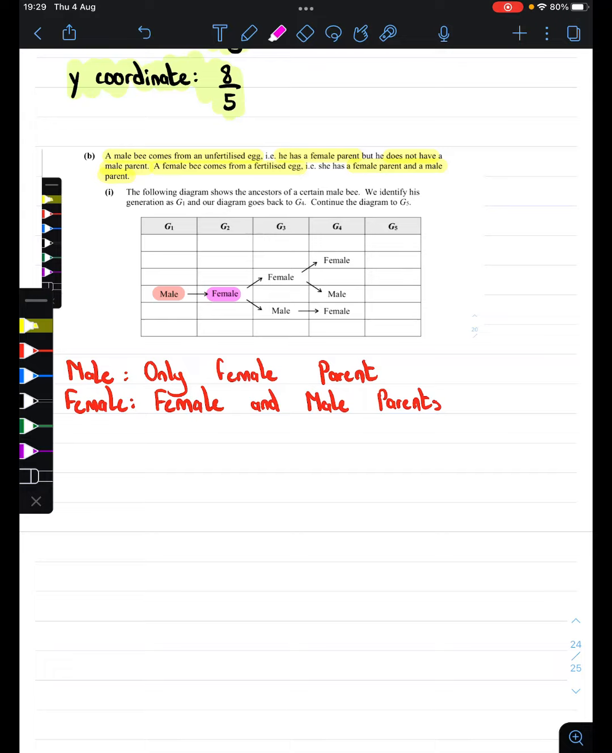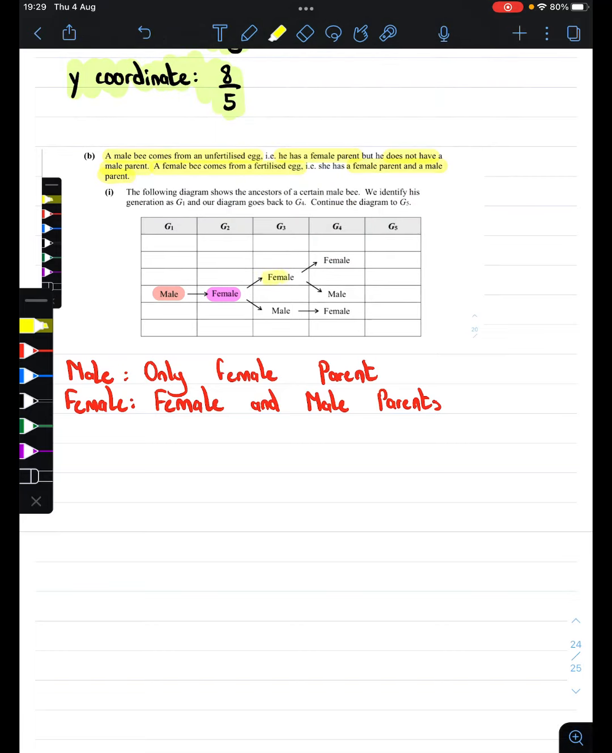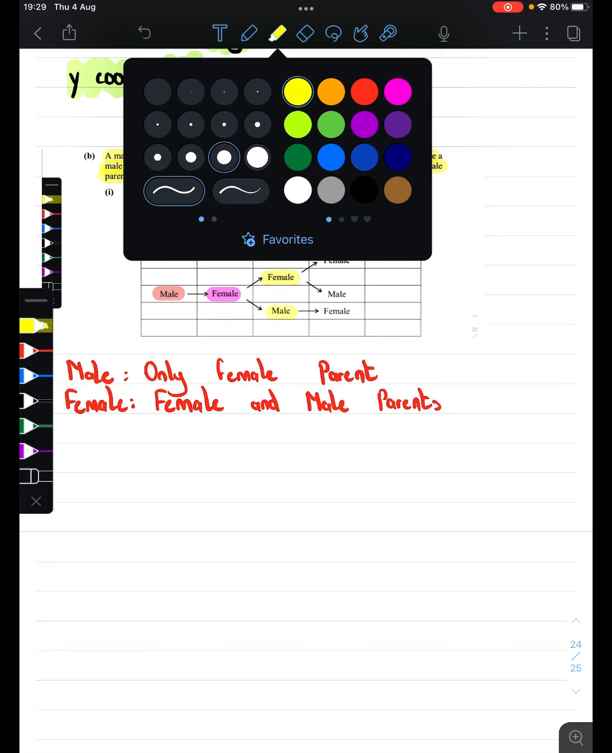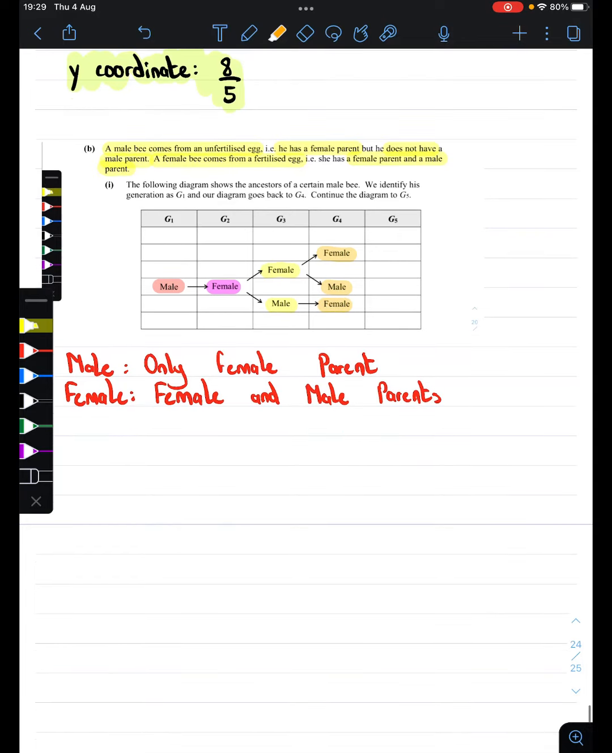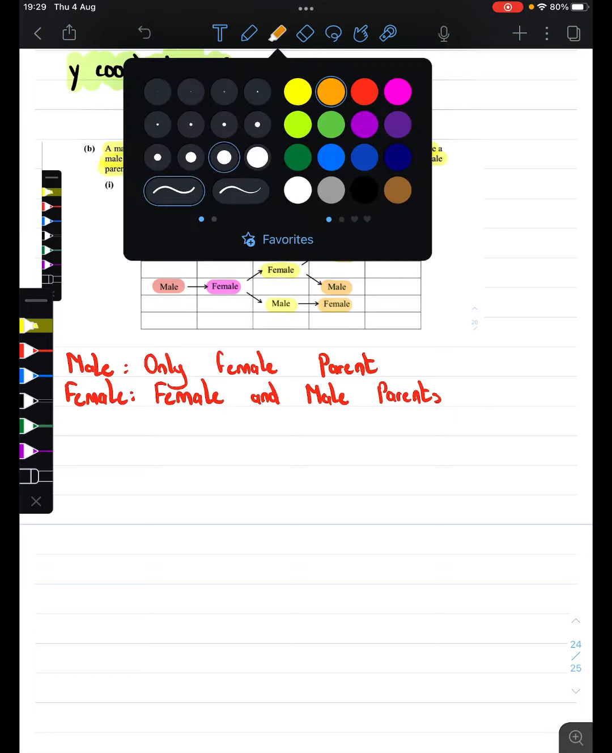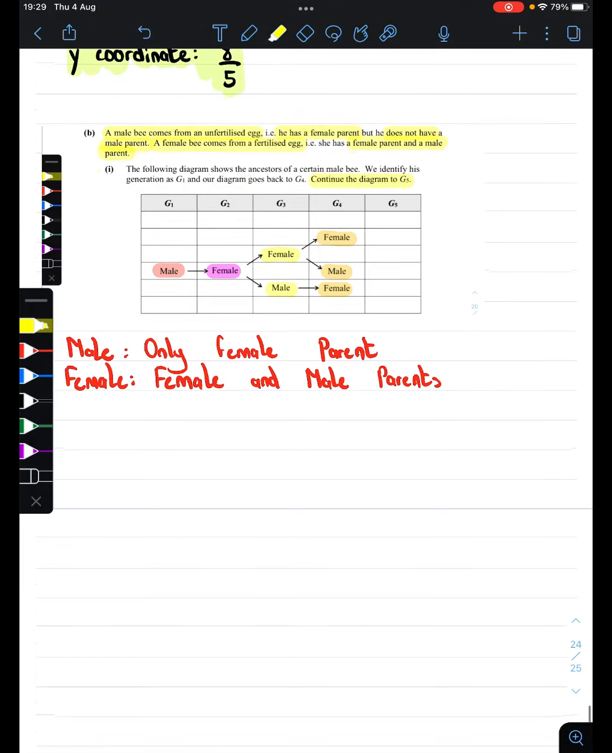And this female has both a female and a male parent, so that's why we get this G3, where the female has a female and a male parent. And now the female in G3 has both a female and a male parent, and the male only has a female parent. And now they want us to continue this diagram to the 5th generation.